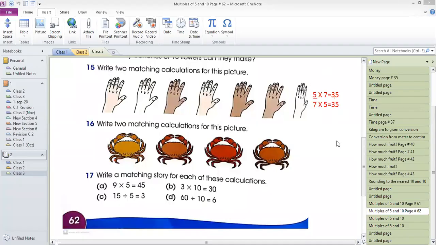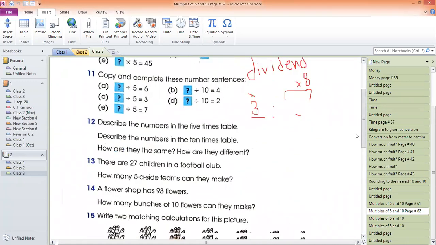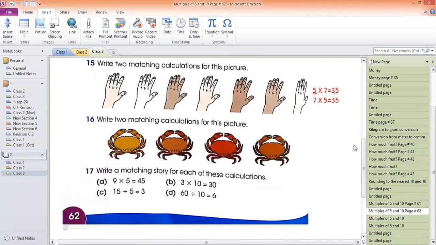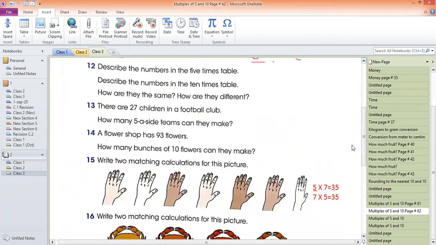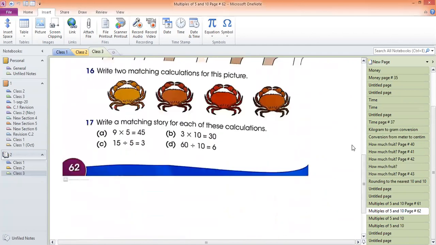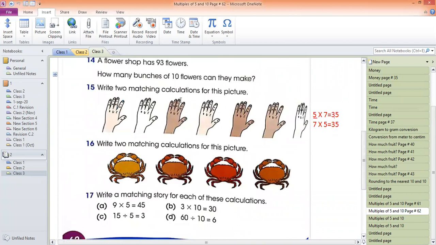I welcome all of you guys in lesson number 49 for grade 3 mathematics. We're studying multiples of 5s and 10s. We were on question number 16 yesterday. We completed other questions, and in question number 16, we had to write the matching calculation for this picture.